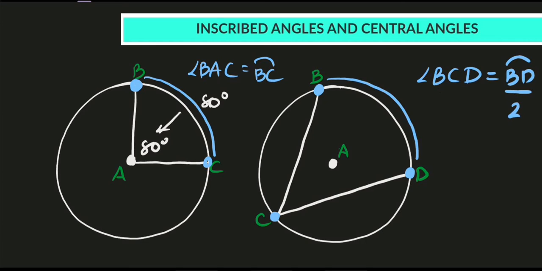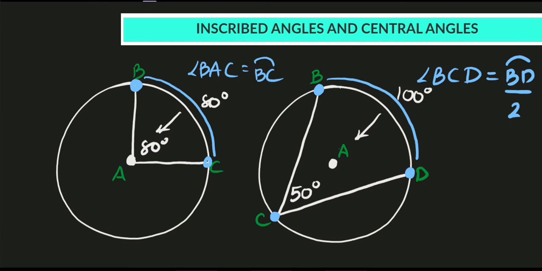For example, let's say arc BD is equal to 100 degrees. Automatically the value of the inscribed angle is half of that 100 degrees, which is equal to 50 degrees. So that is the concept of the inscribed angle.